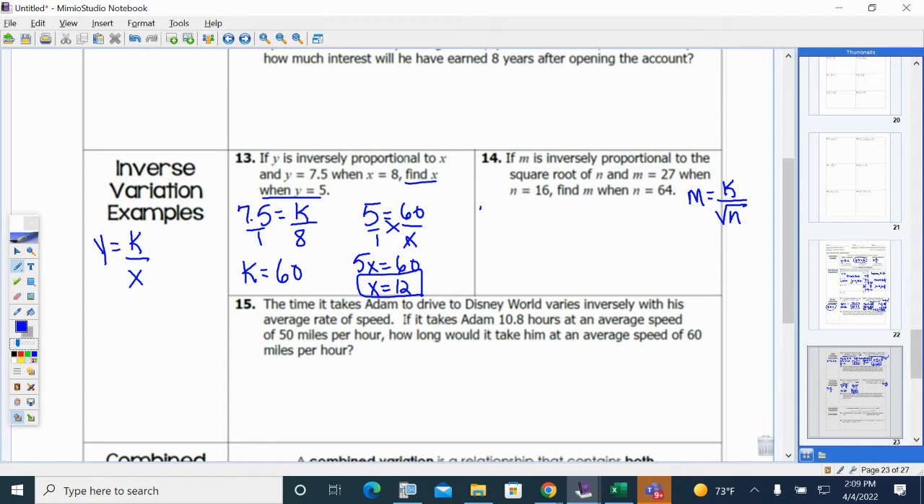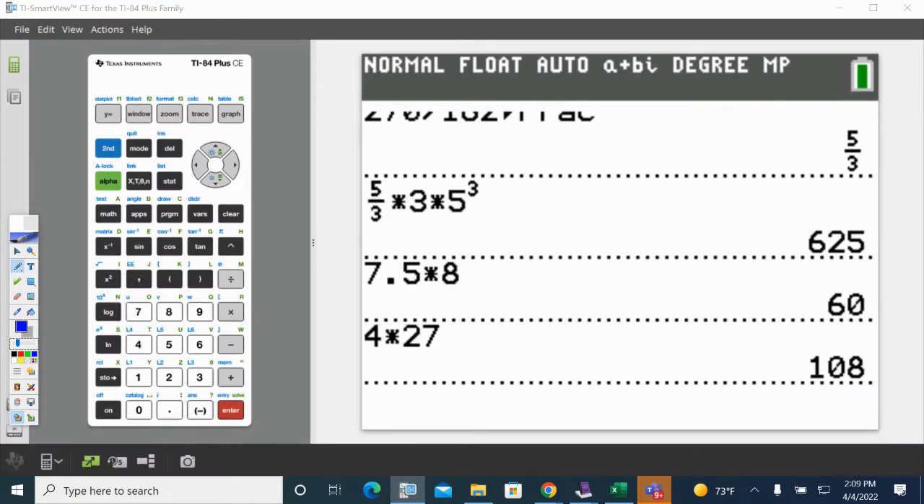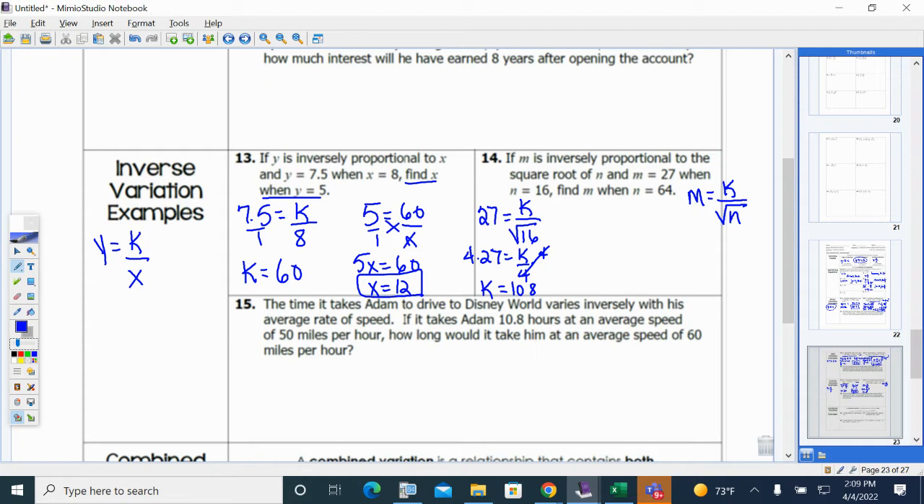M equals 27, so substituting in, 27 equals, I'm looking for K, N equals 16. Well, the square root of 16 is 4. So 27 is equal to k over 4. Multiply by 4. And we get k equals 4 times 27, which is 108. So k equals 108.